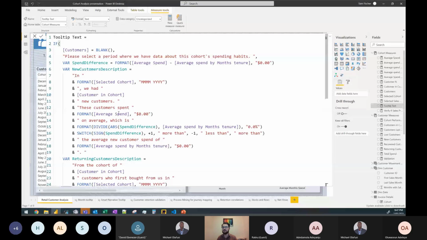And then we've got this logic that compares their spend to the average spend. First of all, this line works out the difference in the spending of the customers in this month or in this cohort versus the other month. So that's what this variable at the top does. It works out what the average spend is in the cell of the pivot table that we're talking about. And then the average spend by month tenure basically works out the average across an entire column of the pivot table, so that's comparing it to the average across all cohorts. In this logic, it takes the absolute value of that spend difference, divides it by the average month tenure, and that gives us a percentage that we can work out.